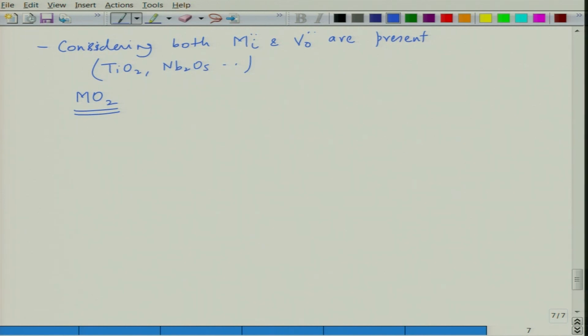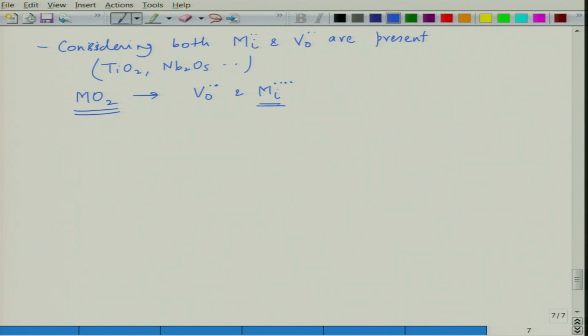In the case of MO2, we will have oxygen vacancies as vacancy defects, and we will have metal interstitials, which will have 4 positive charges. So, considering charge valence, for every metal interstitial you will have 2 oxygen vacancies.